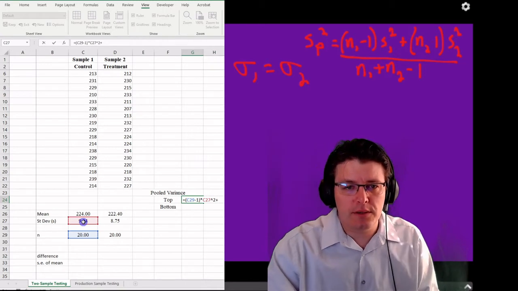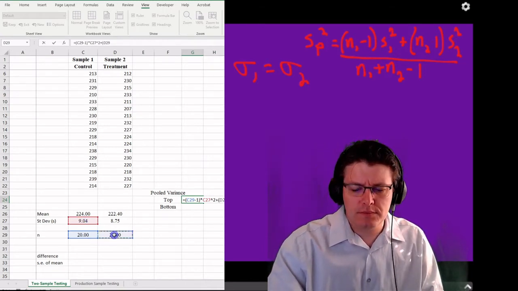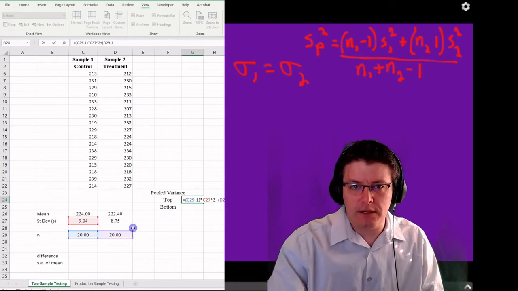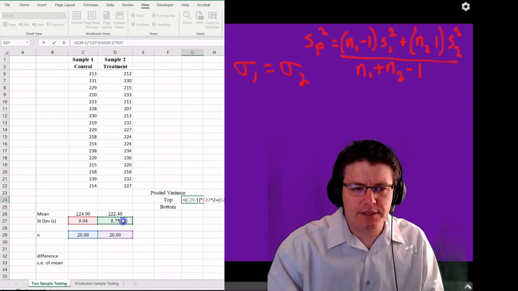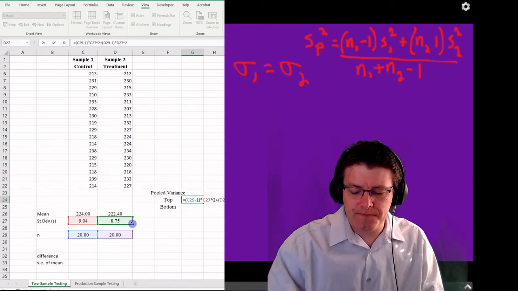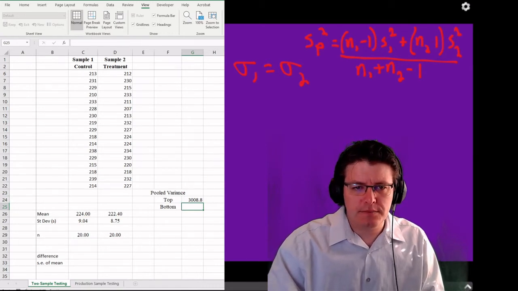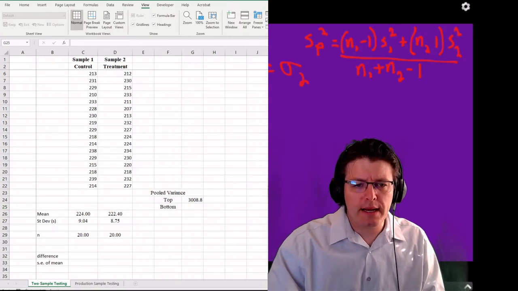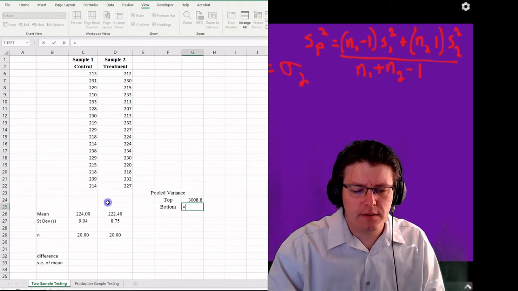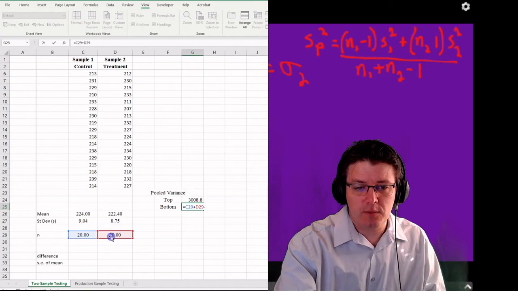Okay, and then we're going to do n2 minus 1. I know I just went off the screen. Times S2 squared. Okay, and that should give us some value. And then on the bottom here, we have n1 plus n2 minus 1.